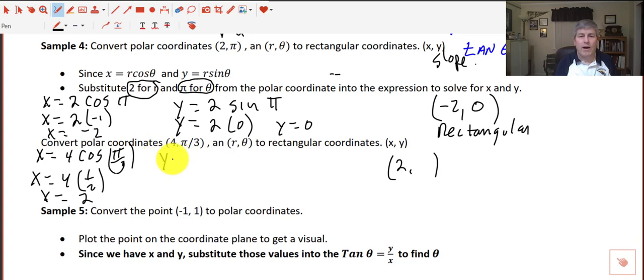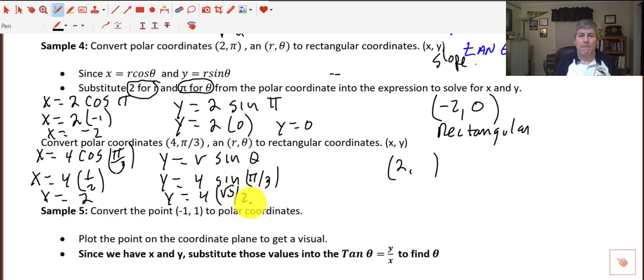We just need to find the y value, and y is equal to r sine of theta. Y equals our r here, which is 4, times the sine of pi over 3. Going to our unit circle, the sine of pi over 3 is the square root of 3 over 2, and that gives us a value of y equals 2 times the square root of 3. 2 times the square root of 3 is the square root of 12, or about 3.5.